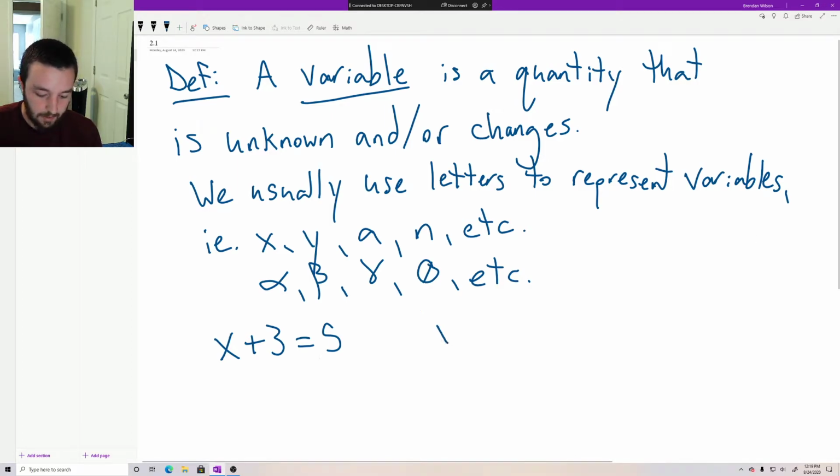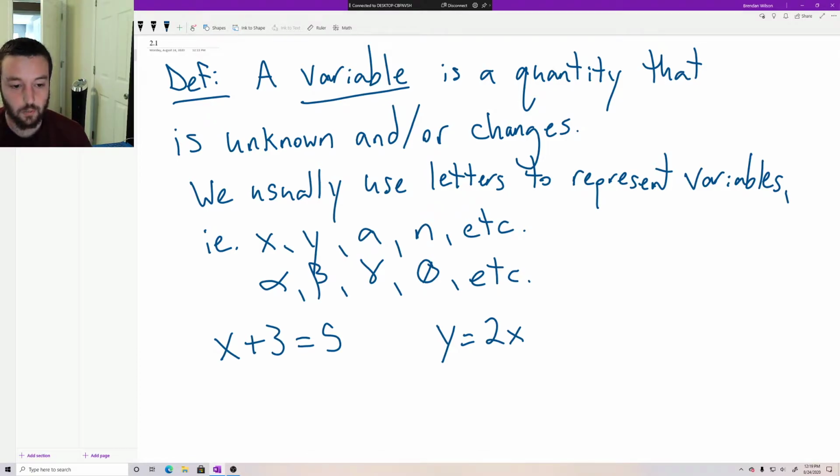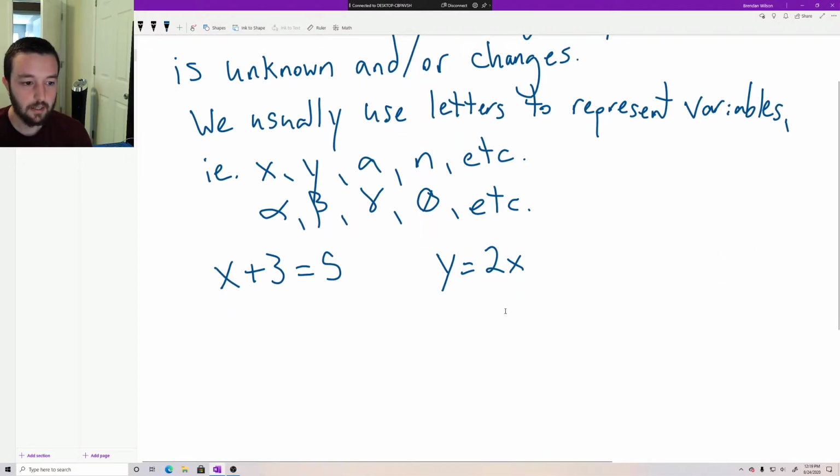In other contexts, maybe like y equals 2 times x. So this is y equals 2 multiplied by x. Here, x and y are both variables. They're unknown, but they also can change because if x is one thing, y is going to be a different thing. For example, if x is 1, then y is going to be 2 times 1, which is 2. If x is 0, y would also be 0. If x is 2, y would be 4. Okay. So they are both unknown and they change. Okay. And in the first example, it doesn't change, but it's still unknown.